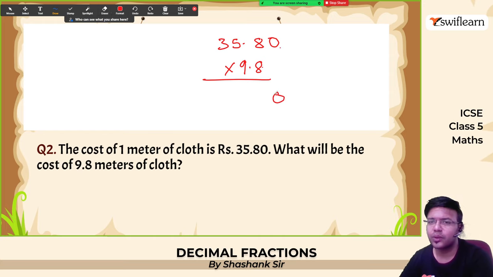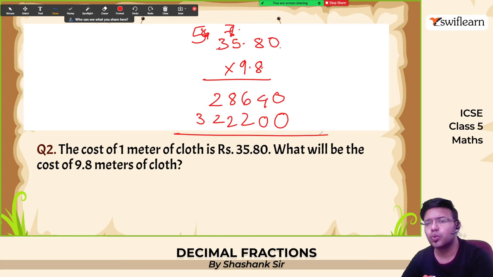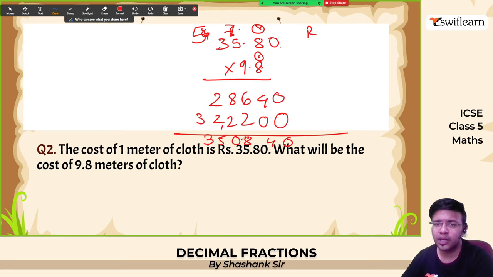0 8s are 0, 8 8s are 64, 8 5s are 40, 40 plus 6 is 46, 8 3s are 24 plus 4 is 28. Put a 0 because you are multiplying with the tens number, so 9 zeros are 0. 9 8s are 72, 9 5s are 45, plus 7 is 52, 9 3s are 27, 27 plus 5 is 32. Add them: 0, 4, 8, 10, 5 and 3. Place the decimal point from the right side after two numbers, and from the right side after one number, 2 plus 1 is 3. Place it here. So the answer is 350.84 rupees.